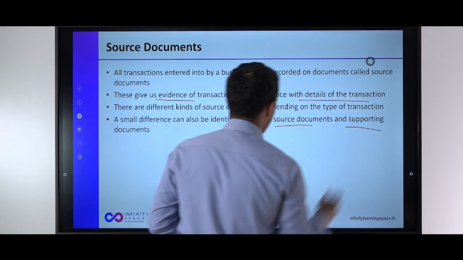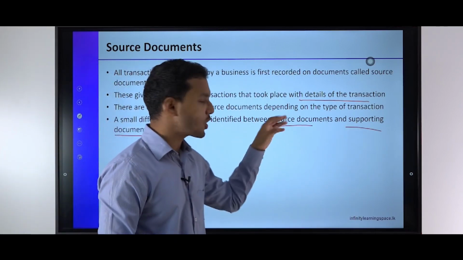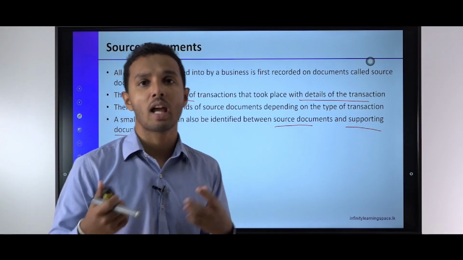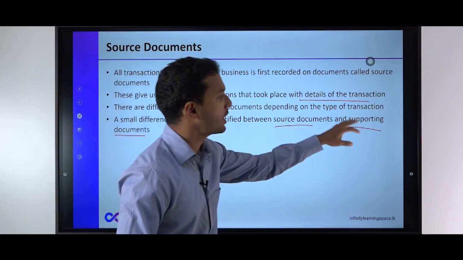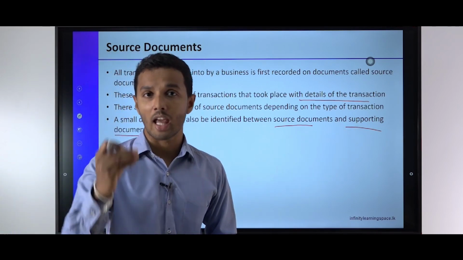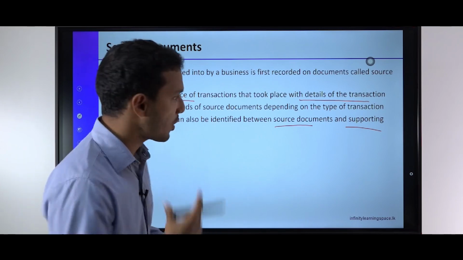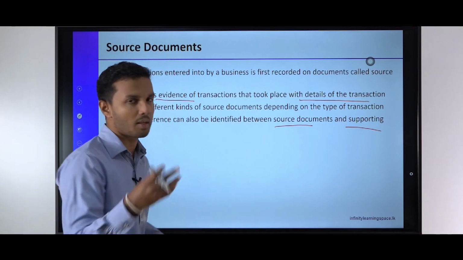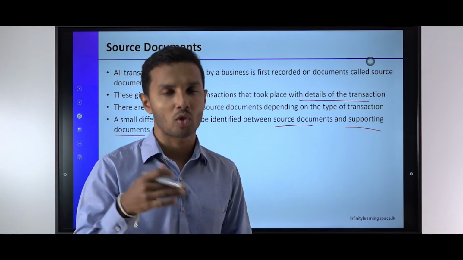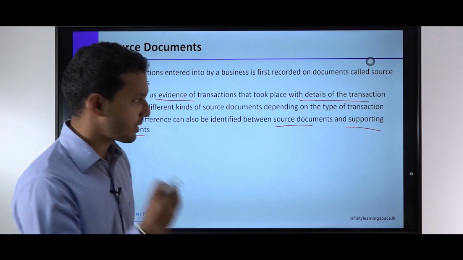The difference between source documents and supporting documents is that source documents are actual evidence or proof that a transaction happened, whereas supporting documents give us details about a transaction but are not direct evidence that a transaction happened. But most of the time we use source documents and supporting documents interchangeably. When we say supporting documents or source documents, most of the time we mean the same thing. But there's a small difference.